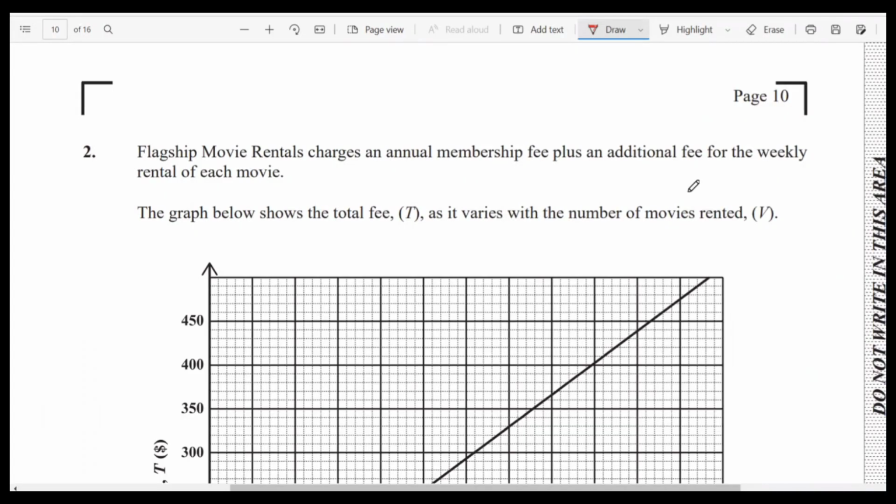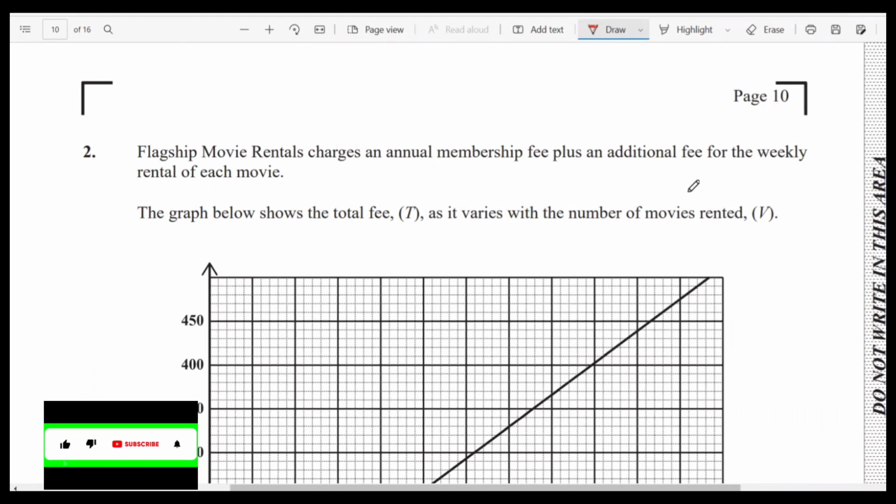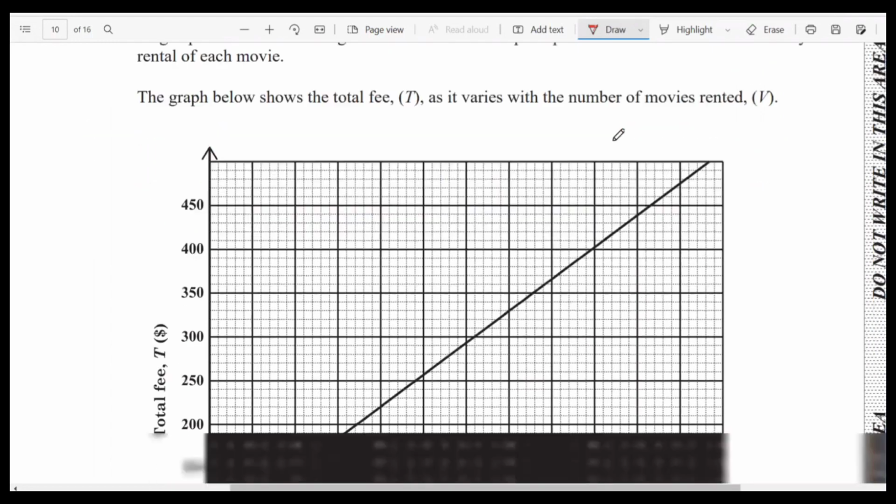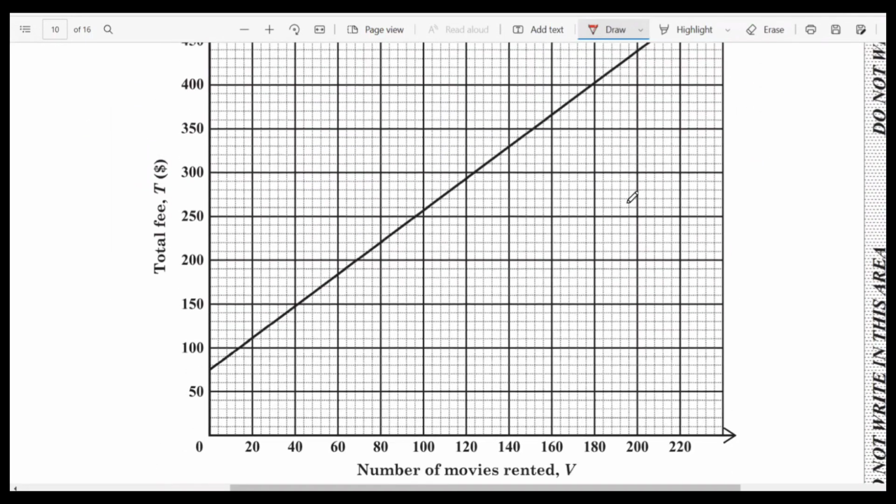Here's another question. It says, Flagship Movie Rentals charges an annual membership fee plus an additional fee for the weekly rental of each movie. The graph below shows the total fee, T, as it varies with the number of movies rented. No problem. So we're seeing a nice graph there.